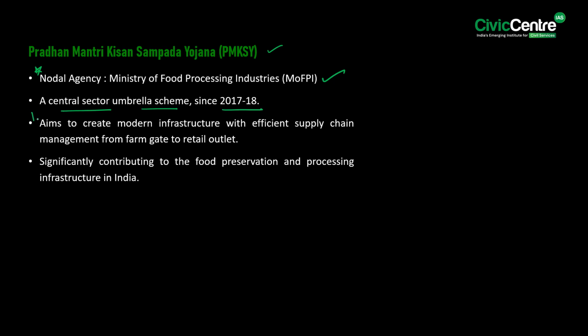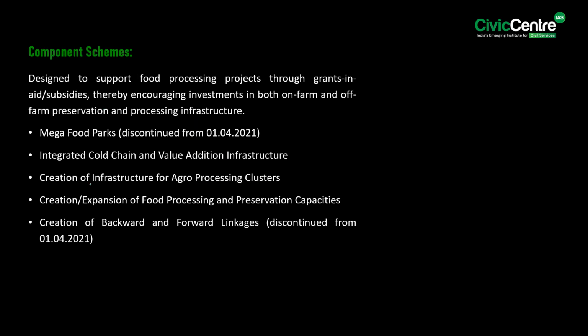Significantly, the PMKSY aims to create modern infrastructure with efficient supply chain management from the farm gate to retail outlet, significantly contributing to the food preservation and processing infrastructure in India. Further, the PMKSY comprises several component schemes designed to support food processing projects through grants in aid or subsidies, thereby encouraging investments in both on-farm and off-farm preservation and processing infrastructure.